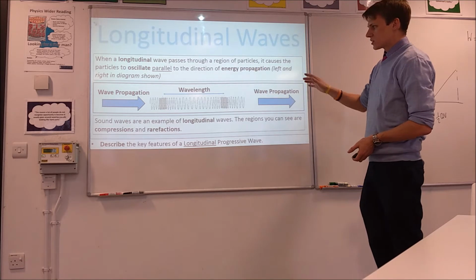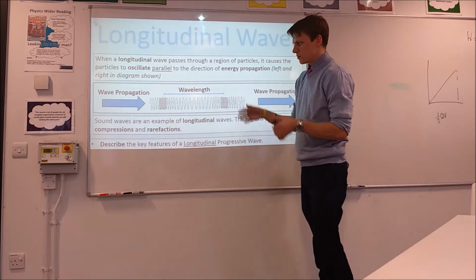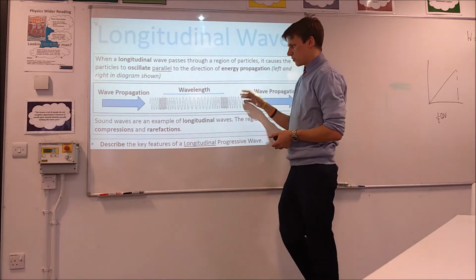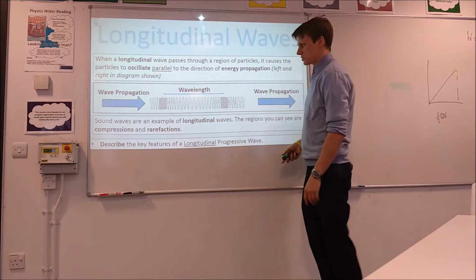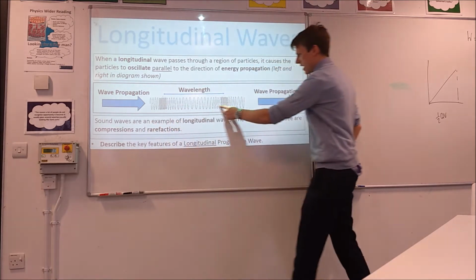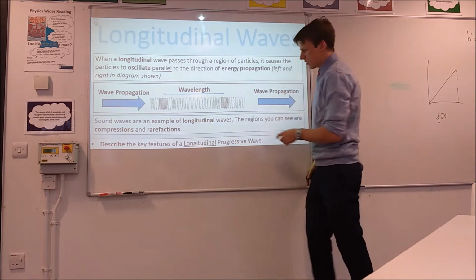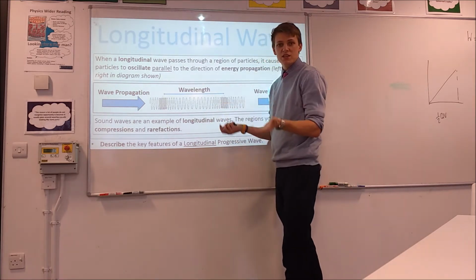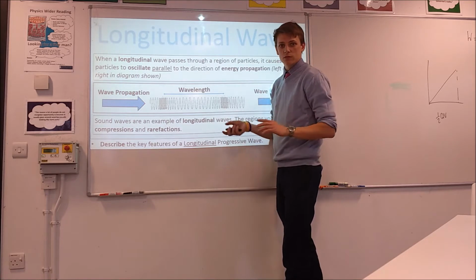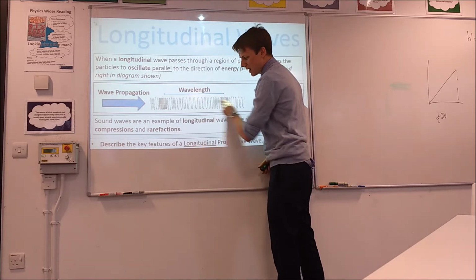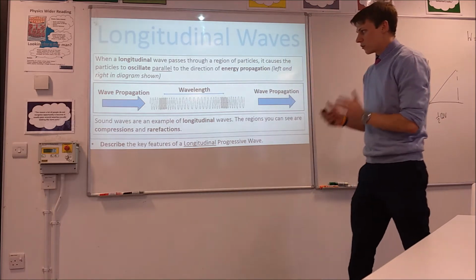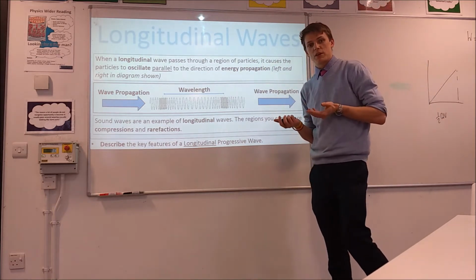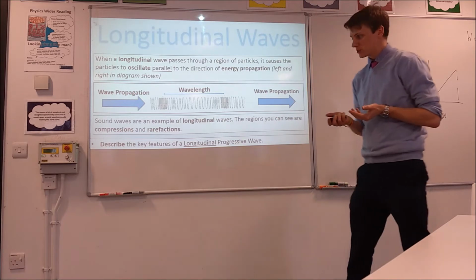So essentially what you find is that the particles of the medium in a longitudinal wave oscillate parallel to the direction. So this is transmitting energy from left to right, and the particles of whatever medium it's travelling in, be it air or solid or whatever, will be going backwards and forwards parallel to that direction. That's a longitudinal wave, and that's what's happening when a sound wave passes through things.